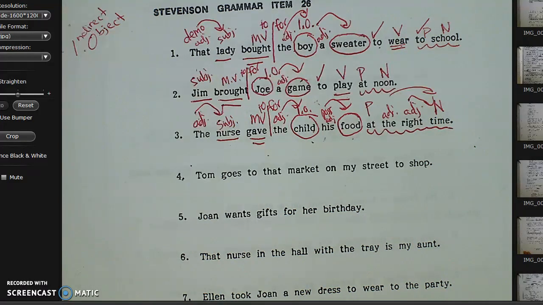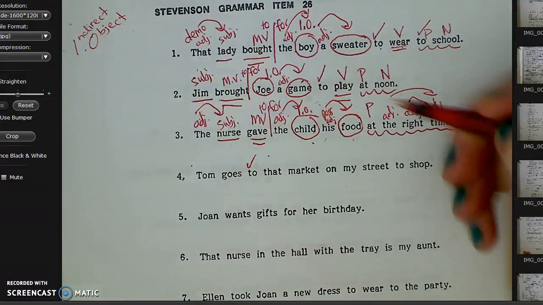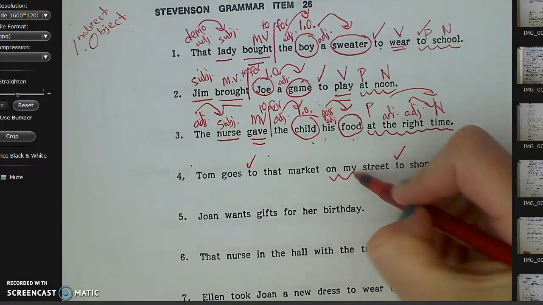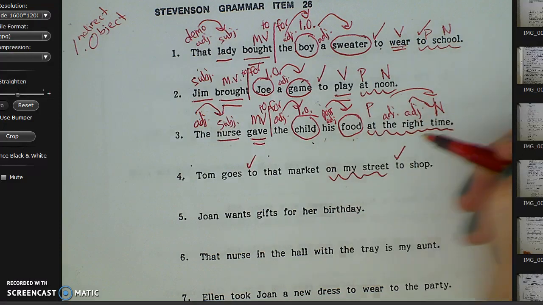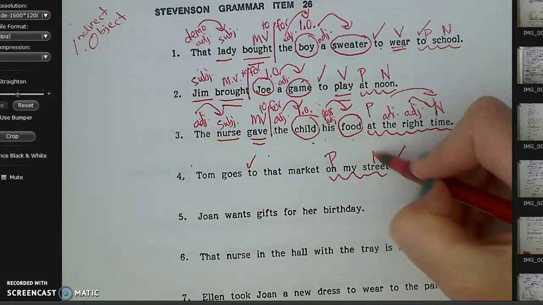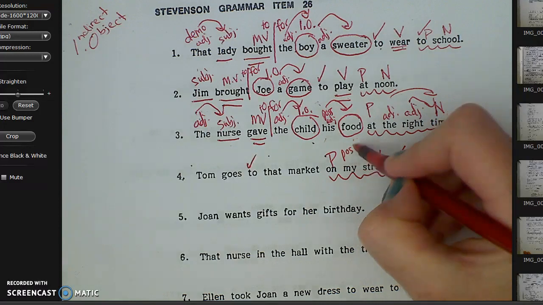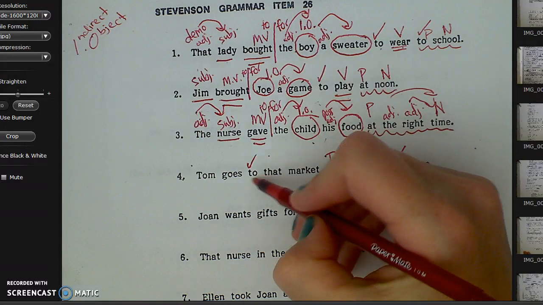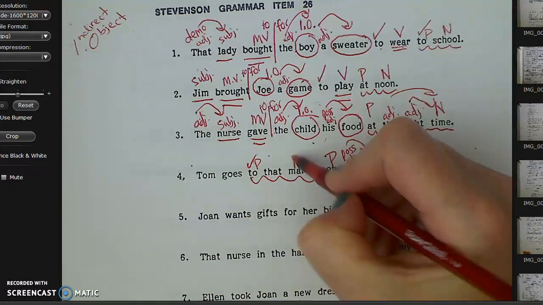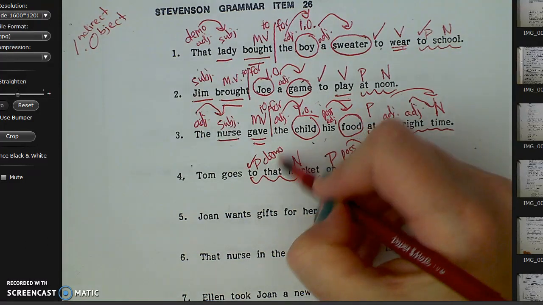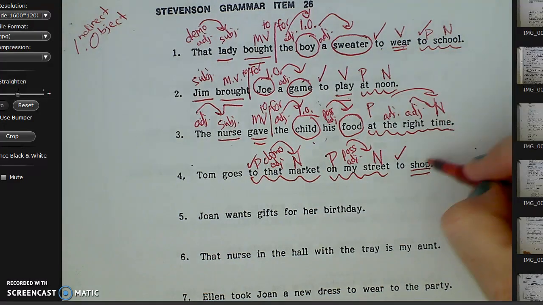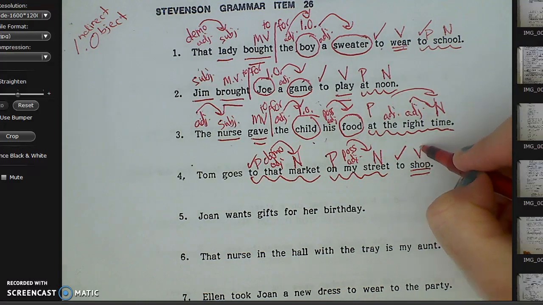Tom goes to that market on my street to shop. Holy mackerel, lots of twos. Check them away. And I see a prepositional phrase on my street. I'm going to go ahead and label my prepositional phrase. My is a possessive adjective. Don't forget your arrow. To that market is a prepositional phrase. That is a demo adjective. Don't forget your arrow. To shop. Shop is something that Miss Leary loves to do.